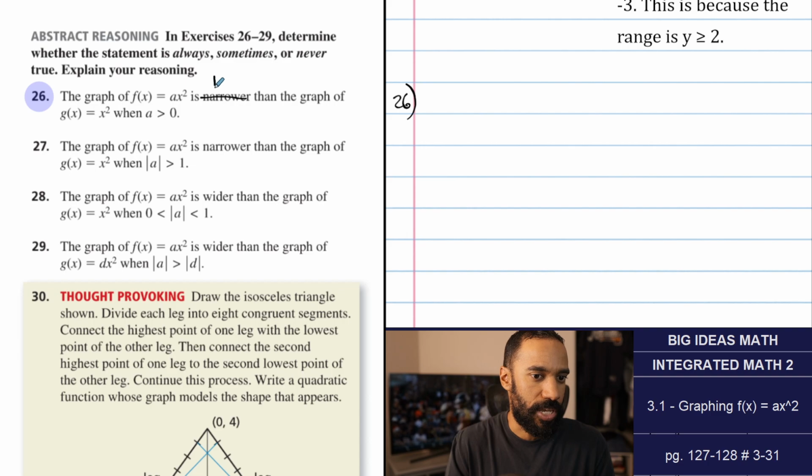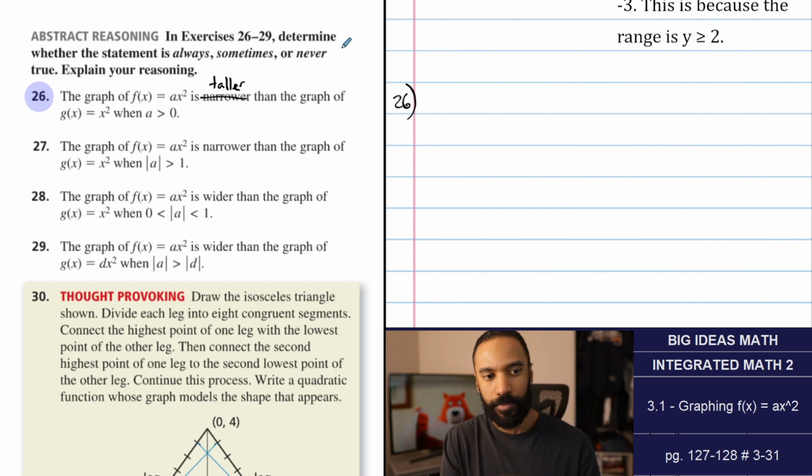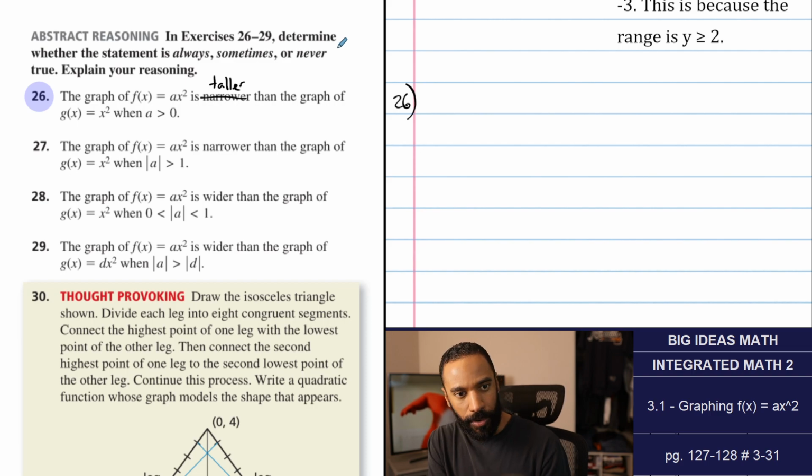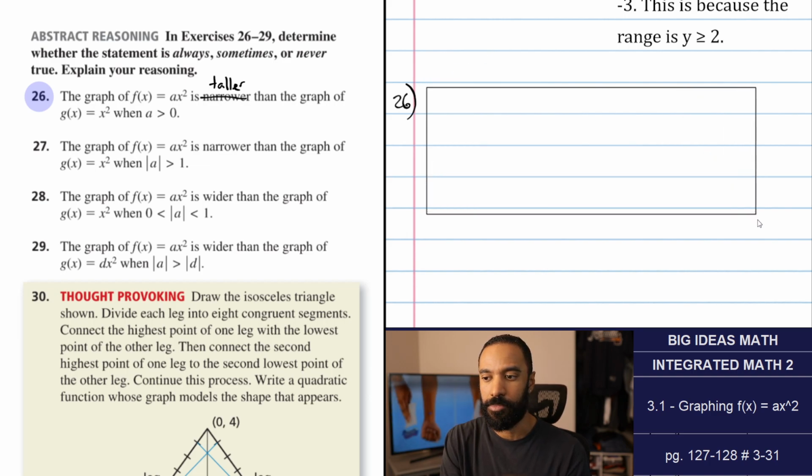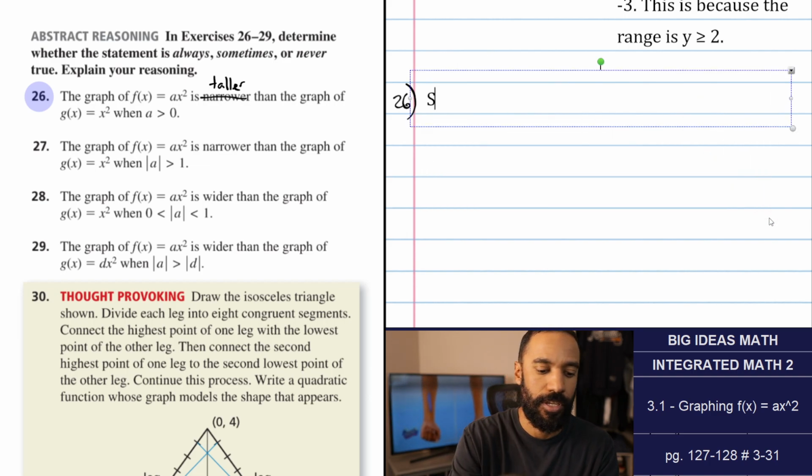So I'm just going to say taller, more vertically stretched, just so we're aware of what we're talking about. Taller as far as vertical stretch. So when a is greater than 0, is it always taller? No, not necessarily. Sometimes it is. This is a sometimes, so this is where we're going to justify this.